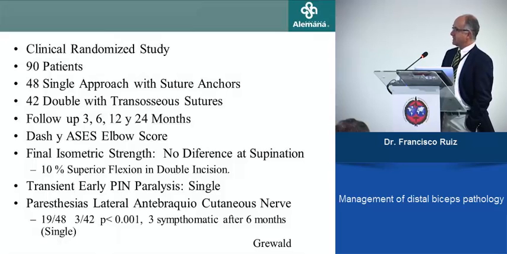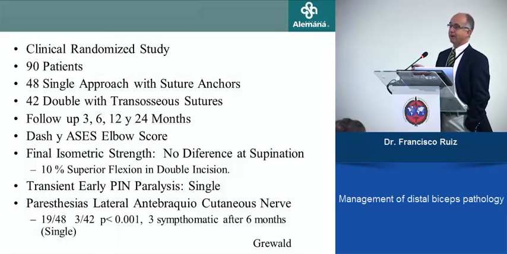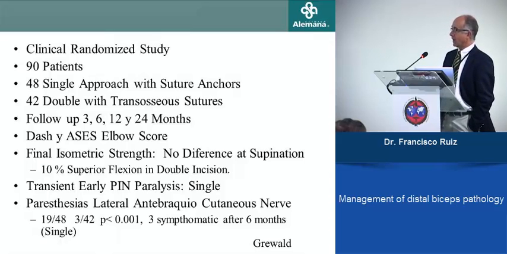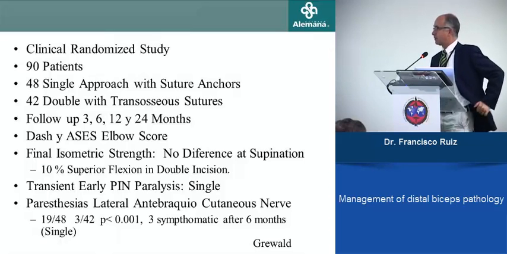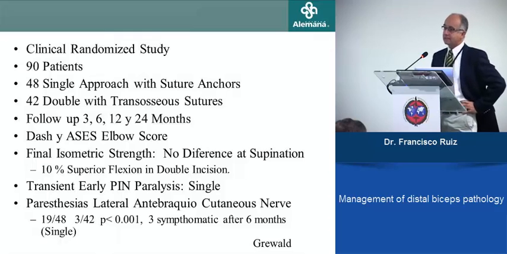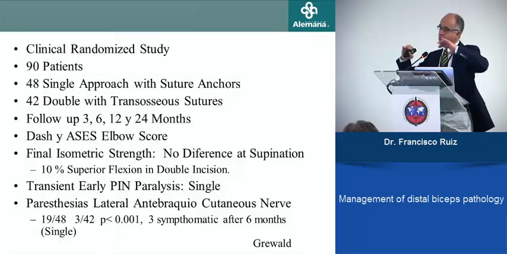That in the final isometric strengths, they had no difference at supination. Maybe they have a superior flexion in the double incision. And this is important, that almost all of the posterior interosseous nerve paralysis were transient, very early, and usually they happen in the single incision and not in the double, as well as the paresthesias of the lateral antebrachiocutaneous nerve, usually seen in the anterior approach because of the use of the retractors.